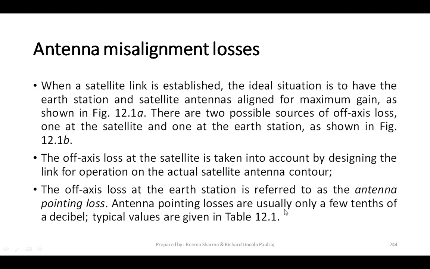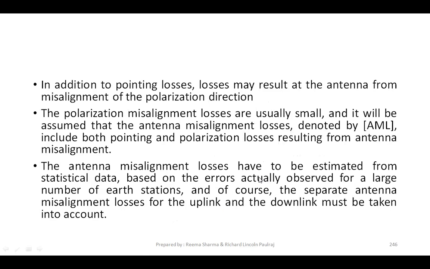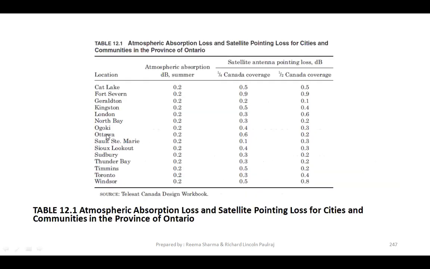Antenna pointing losses are usually only a few tenths of a decibel. Typical values are given in the table. I will show you which table I am mentioning. In this table, they have used different locations in Canada, for a particular region during the summer, with a coverage of one quarter and half of Canada's coverage, and it shows how much these pointing losses can amount to.